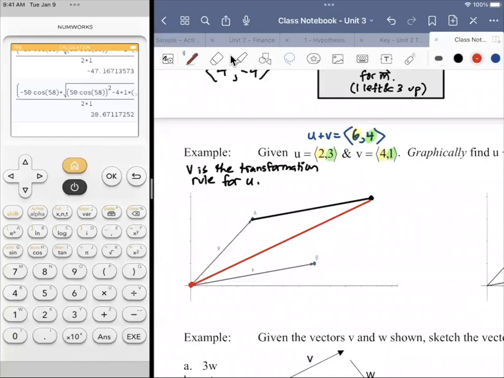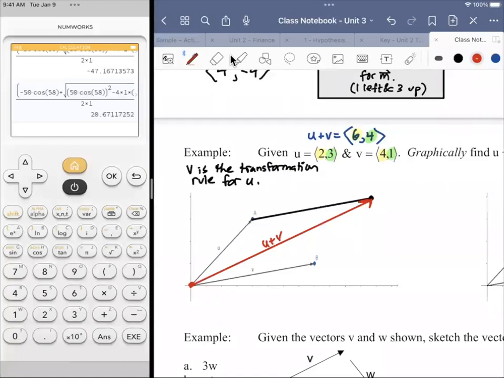This red vector, I'm going to put an arrowhead on it. This red line segment, now a vector, is U plus V. All right, so that's my vector U plus V. Sometimes they say let W equal U plus V, plot W. But this is a nice, straightforward approach for finding the sum of two vectors.